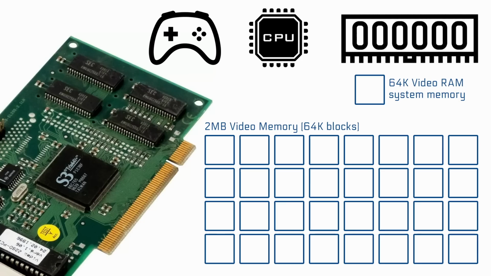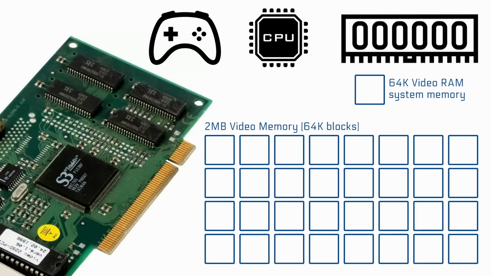Now my S3 Trio 64V Plus has 2 megabytes, but I only have 64 kilobytes here. To fill all 2 megabytes on my graphics card, using that 64 kilobyte block in the upper memory, there has to be a mechanism to map the 64 kilobytes to a specific section of the memory on my graphics card. And this is achieved by paging or banked memory access.